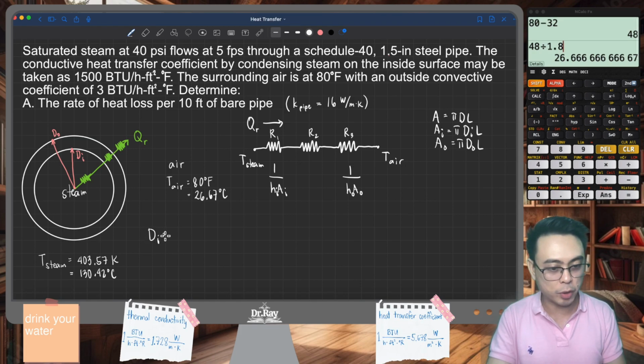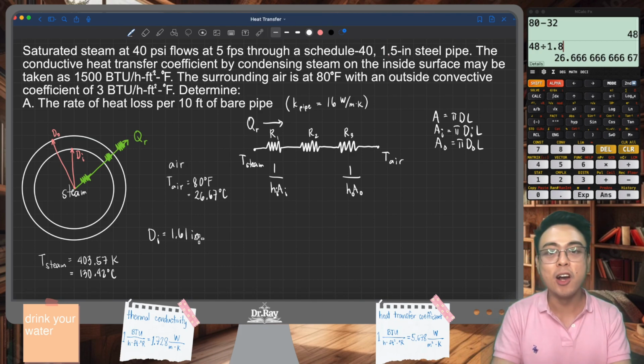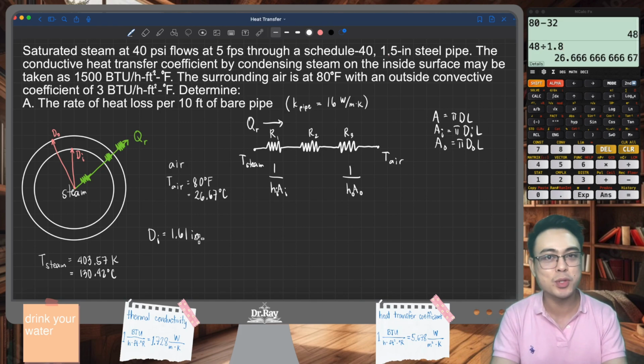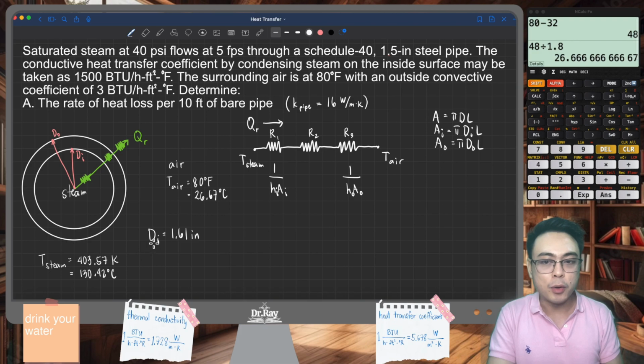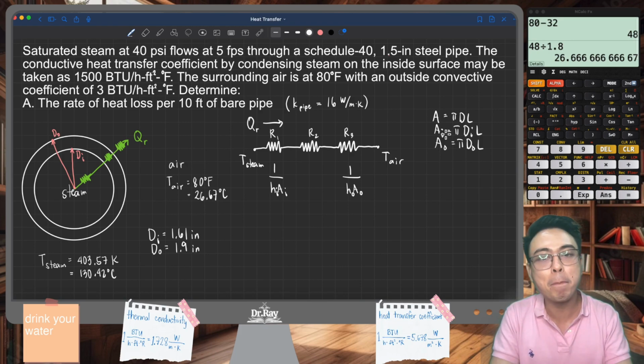The internal diameter is 1.61 inches. By the way, I'm getting all of my values from the 9th edition of Perry's Chemical Engineer's Handbook. So if you have other sources, you may use that as well. Now, inside diameter, 1.61 inches. Outside diameter is 1.9 inches. These are what we're going to use for the surface areas mentioned earlier.